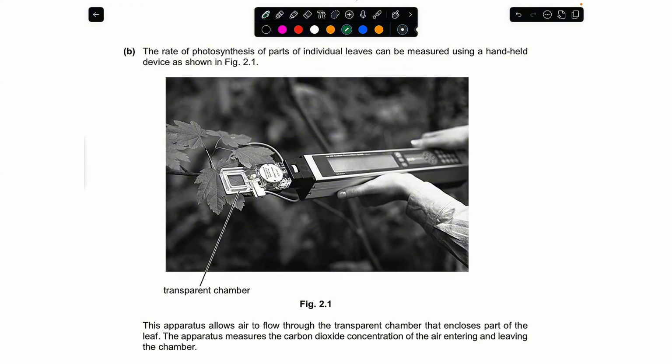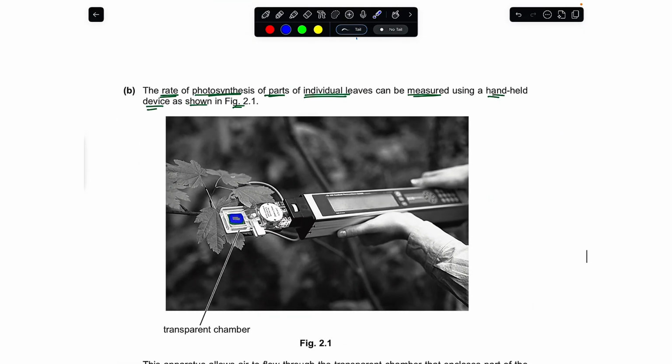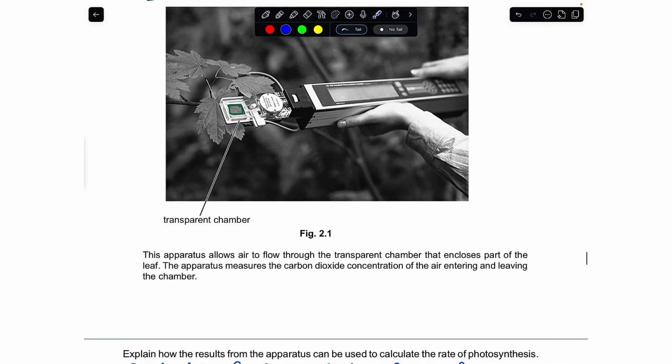Now, if we come here, they are telling us about an apparatus, and how it would be utilized. They tell us that the rate of photosynthesis of parts of individual leaves can be measured using a handheld device as shown in figure 2.1. Like if you see here, this is the part of the plant where this handheld device has been kept. So this apparatus would allow us to measure the uptake of CO2 at this point, and by that we can see how much photosynthesis is happening at this part of the leaf that they have shown us in the diagram.